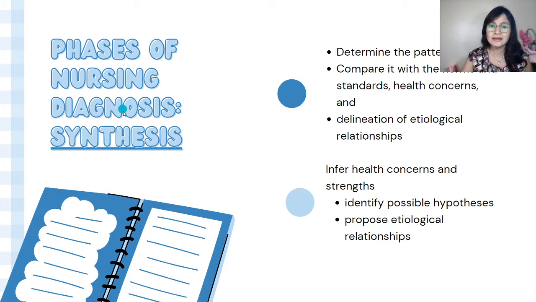The next thing to do is to infer the health concerns, and then strengthen this by identifying the possible hypotheses and the available options, and then propose an etiological relationship by identifying which cues are contributing factors, and which nursing diagnosis would be appropriate for the data that you have.